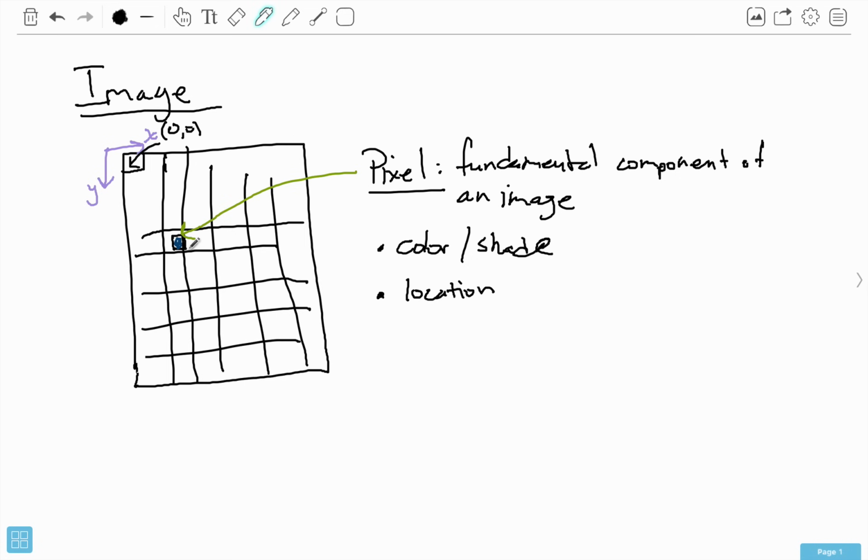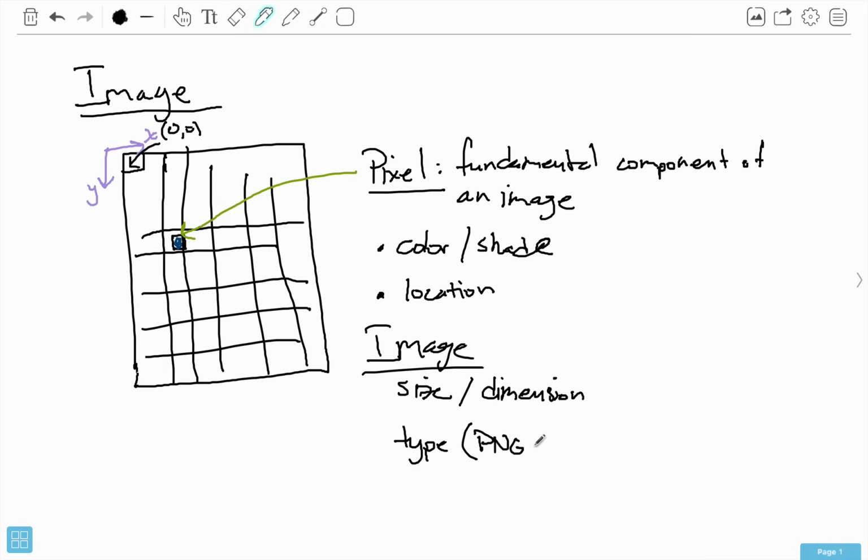And the image also has properties as well. So let's talk a little bit about some of the image properties. Particularly, images have characteristics like image size or dimension and image type. So let me write that down. Size or dimension, and then they have image type. And by type, I mean whether it's a PNG or a JPEG or an SVG, and so on. So first, let's talk a little bit about this size and dimension here.